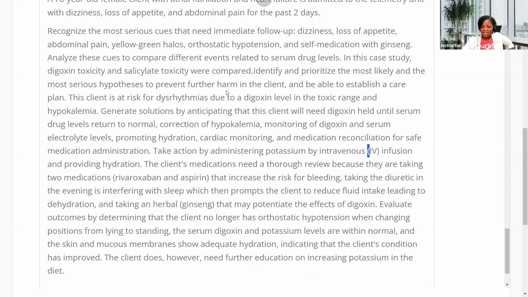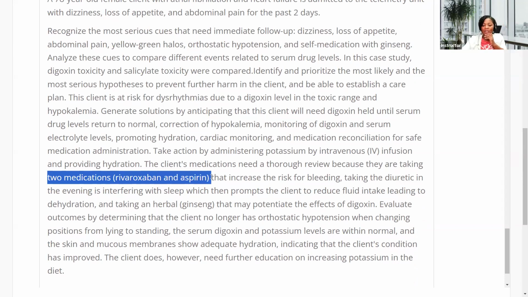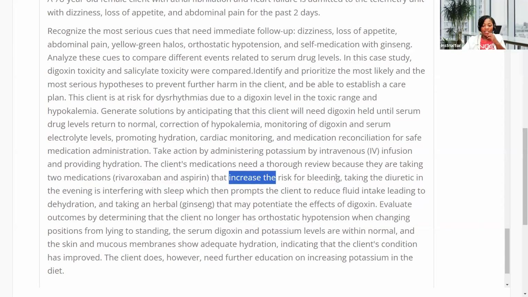The medication needs a thorough review because they are taking two medications. This is a good catch. The rivaroxaban, which is to help thin the blood, a lot of times used for DVTs, as Yulia put in the chat earlier. But aspirin is an antiplatelet, thins blood too. So these two together increase the risk of bleeding. That's a good catch.